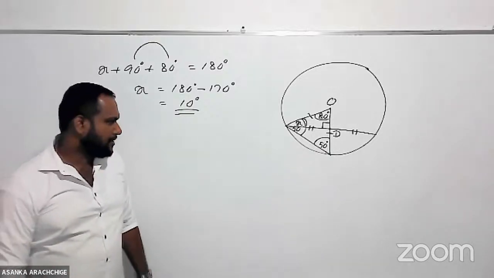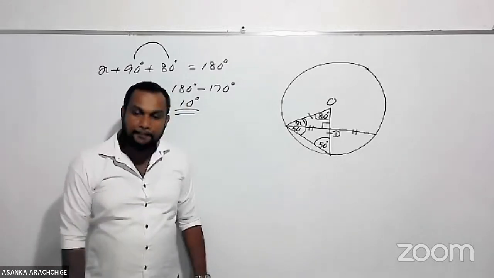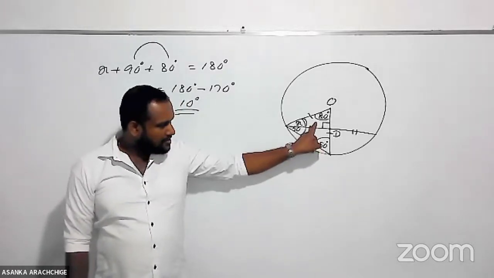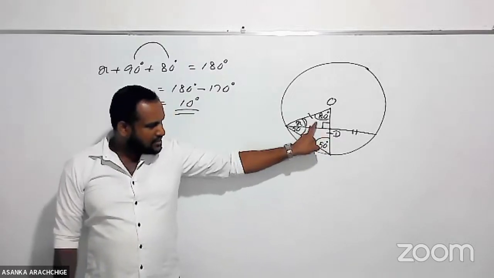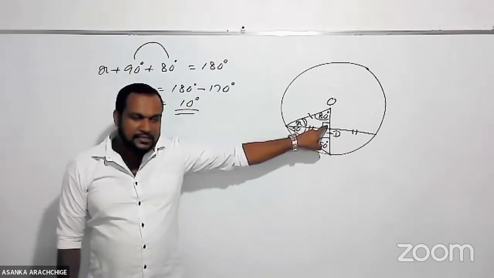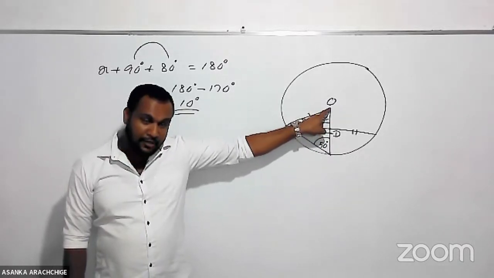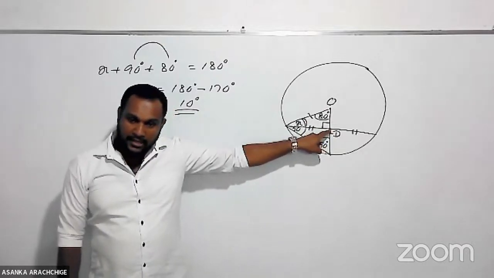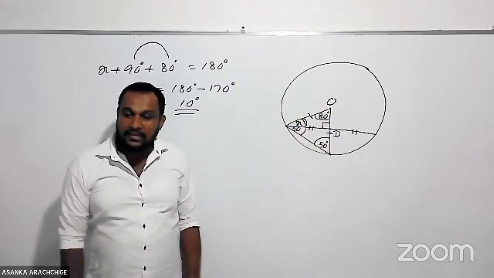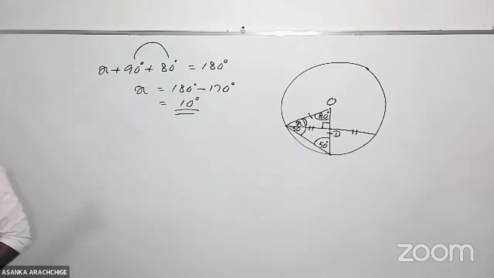Three theorems are used in this sum. One theorem: in an isosceles triangle, the angles opposite equal sides are equal. Second theorem: the straight line joining the center of a circle to the midpoint of a chord is perpendicular to the chord. Other theorem: the sum of the interior angles in a triangle is 180 degrees. Right?